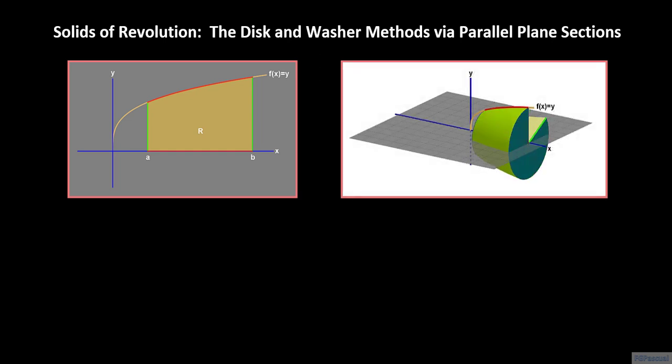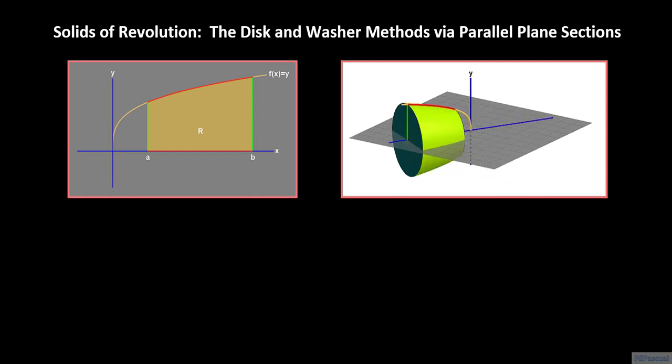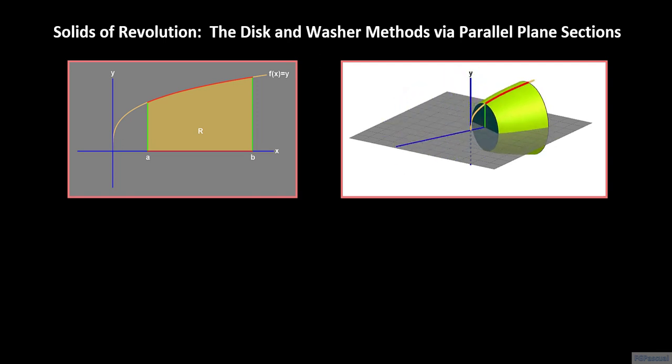The graphic on the right shows how the rotation of region R around the x-axis generates the solid of revolution. We look at the solid from different angles. We will use the method of parallel plane sections to get the disk method integral formula for the volume of the solid of revolution.